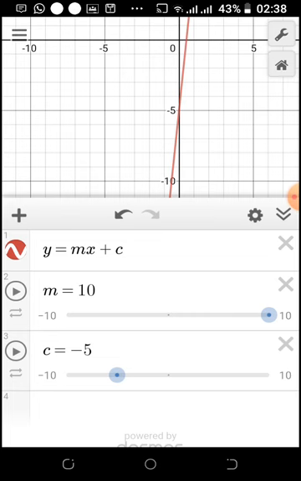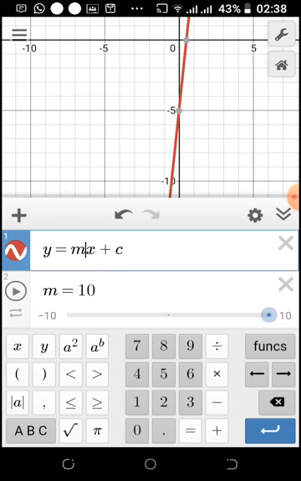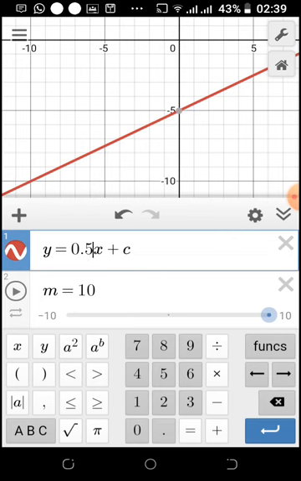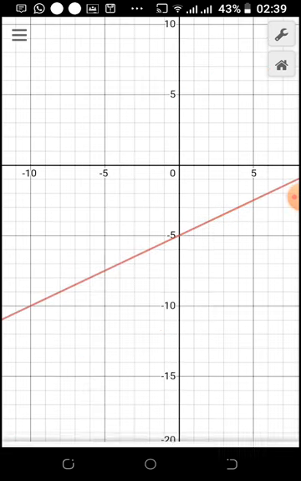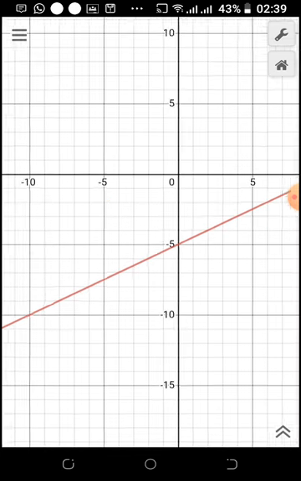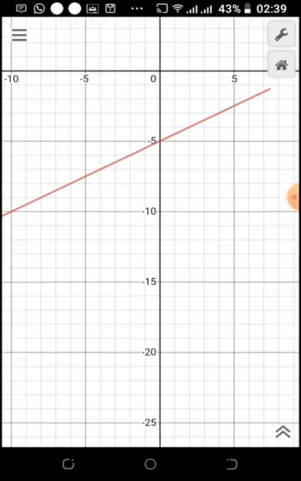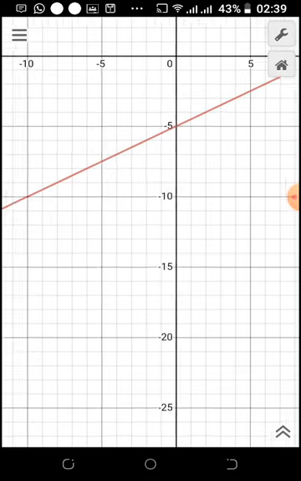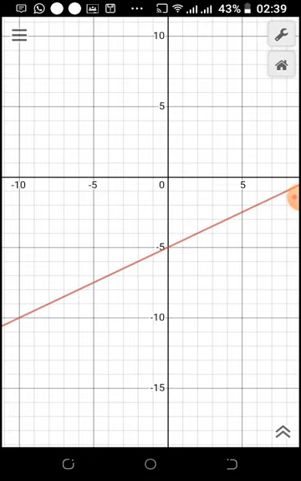If I say m is 0.5, if I change this value to 0.5, which is half, this is kind of what we're going to get. That's to tell you that m can take any value. When the gradient is 0.5 and the intercept is -5, see what we are having. So m can take any form: fraction form, decimal form, whole number form, positive or negative form, and these are the kind of graphs that you can get.